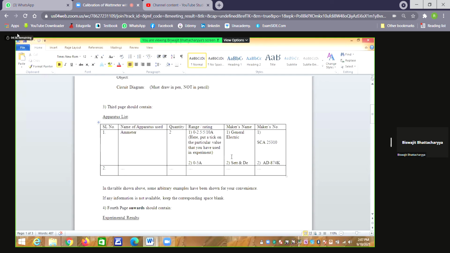Then maker's name, if you know, if it is found, no problem. Otherwise, skip this thing. Maker's number, you can skip it because right now you don't know this thing. You cannot see the instrument physically. So just keep the column, but you need not write anything there. Don't try to write anything from your mind, from your imagination.